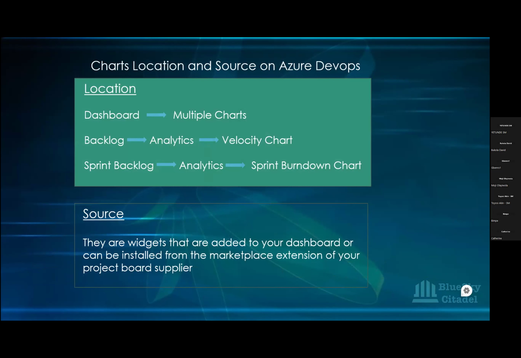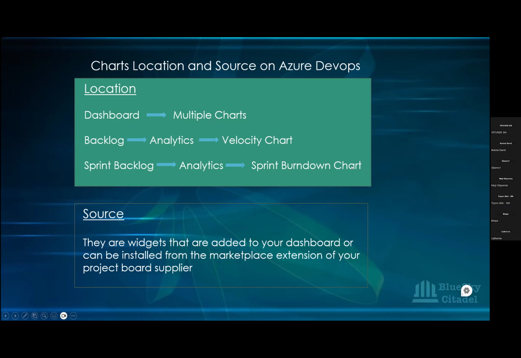So we want to look at the location of your chart and the source on Azure DevOps, which is the project where our project board is located. Okay, so the location is on your dashboard. For the dashboard, you have multiple charts. You can put multiple charts on your dashboard. Through your backlog, there's analytics at the top of your backlog, and you can locate your charts there. The charts you can locate through your backlog are your velocity charts. On your sprint backlog, analytics also, and the chart you can locate through there is your sprint burndown chart.